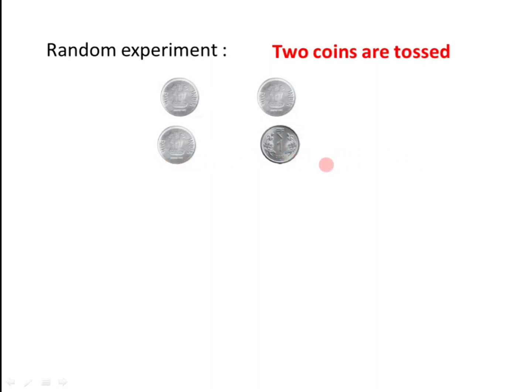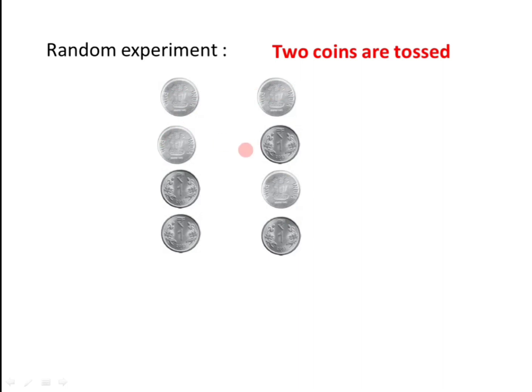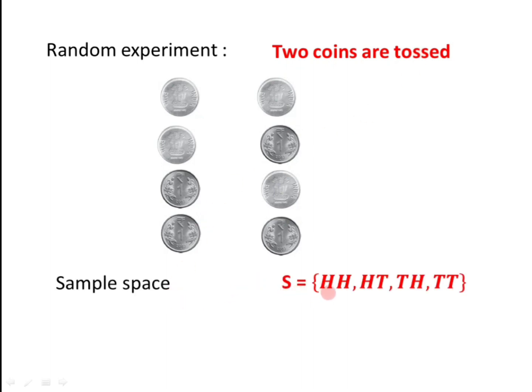The third possibility is on the first coin we can get tail and on the second coin we can get head. And the fourth possibility is on both the coins we can get a tail. So these are the only four possible results that we may get in this random experiment, that is two coins are tossed. So the sample space would be S is equal to HH is the first possibility, head head, so it is written as HH.